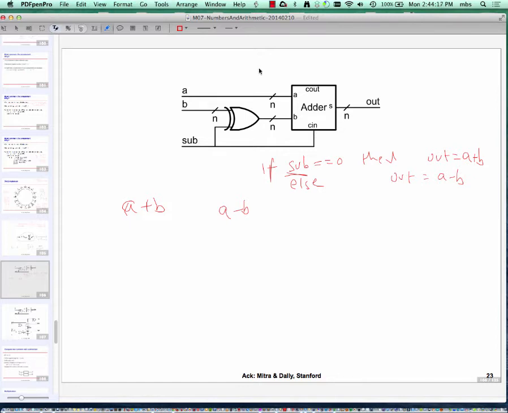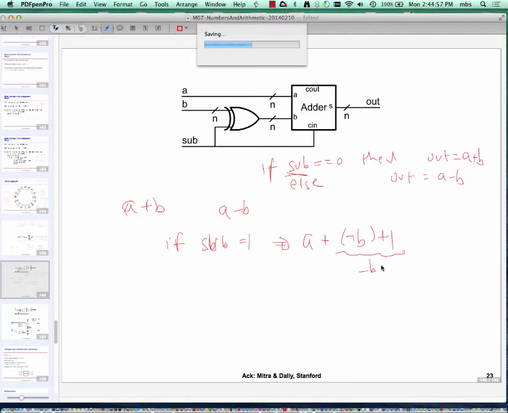Therefore, whenever sub is 1, what we are really doing is A plus complement of B plus 1. But this is nothing but the 2's complement of B, which is minus B. So by changing sub, if sub is 0, the output is A plus B, because carry in will be 0 and the XOR gate will be a pass-through, and if sub is 1, then I'm going to be doing A minus B.